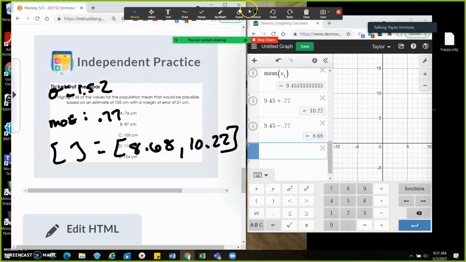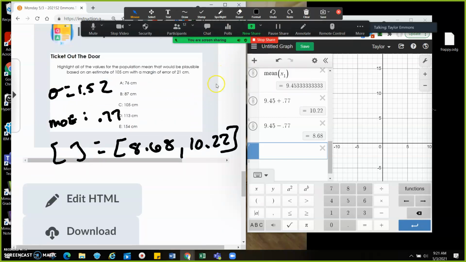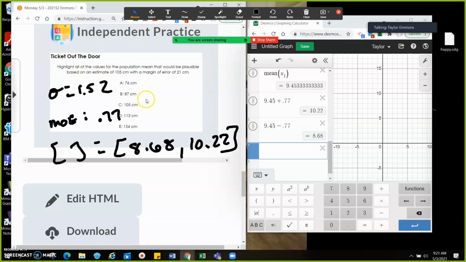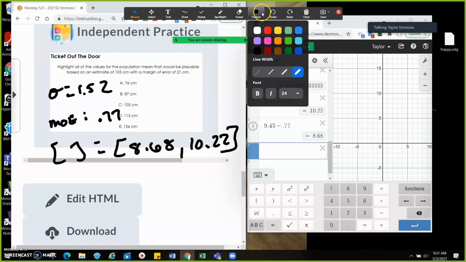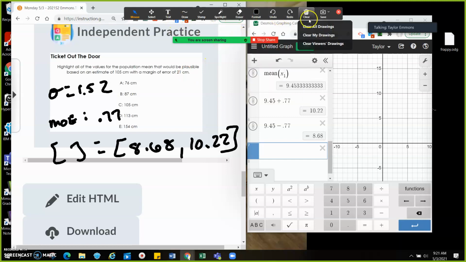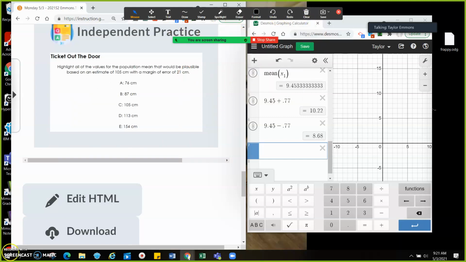So coming down to your ticket out the door, what I'd like for you to do is read it over, and then highlight or just write down all the values that are going to be inside of the interval that's created when you take 105 and 21 for the margin of error. I'll give you a couple of seconds to finish that up.